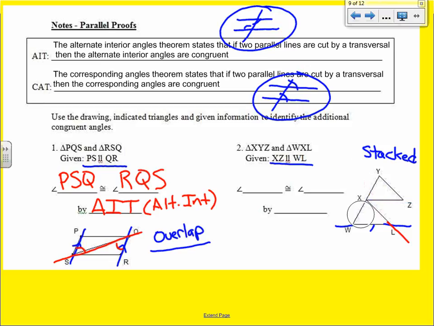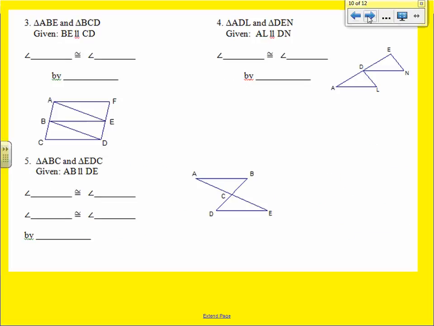So there is a little bit of a decision that we need to make when we're looking at a few of these examples. Again, here and there, our transversal is the one that goes up and down. It's the stacked part of it. Now, two angles that make our picture look like one of the above is actually dealing with the corresponding. So we have angle YXZ and angle XWL are congruent because of our CAT theorem, corresponding angles theorem. Okay, so you have two options there.